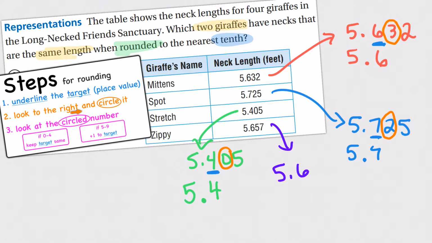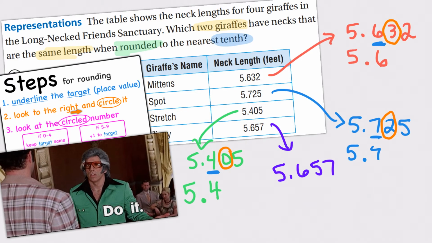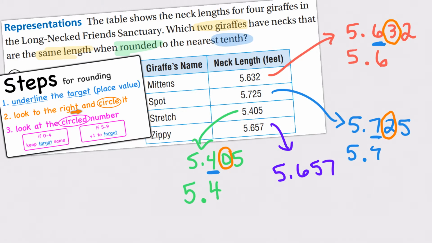So 5 and 657 thousandths. And again, I want you to pause the video and try it on your own, and then unpause when you're ready to check. Step 1, underline the target. It's still the 10th place. And again, it's the 10th place because it told us up here. Look to the right and circle it. Then step 3, look at the circled number. It's a 5. If it's between 0 and 4, well, it's not. It's a 5. If it's between 5 and 9, we're going to add 1 to the target. So we do need to add 1 to the target this time. And 1 plus 6 gives us 7, so we bring that straight down. And then everything to the left comes down. So the decimal and the 5 come down.